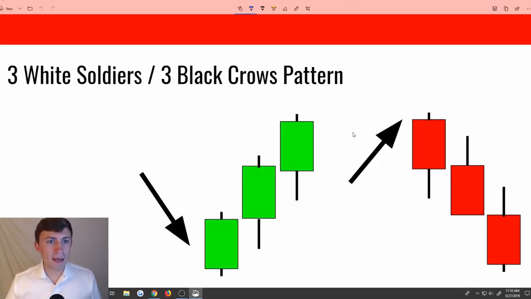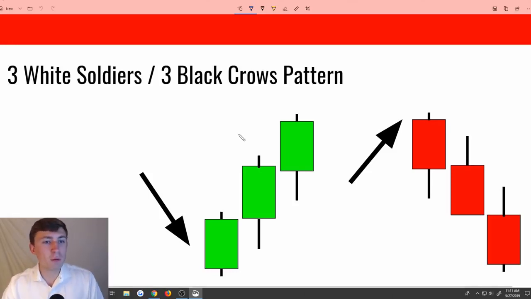So the next candlestick pattern is going to be the 3 white soldiers or 3 black crows pattern. Now this one is very, very interesting because it's a reversal pattern, but it's going to be a little bit later to the party, kind of waiting for a little bit more confirmation than maybe some of the other candlestick patterns.